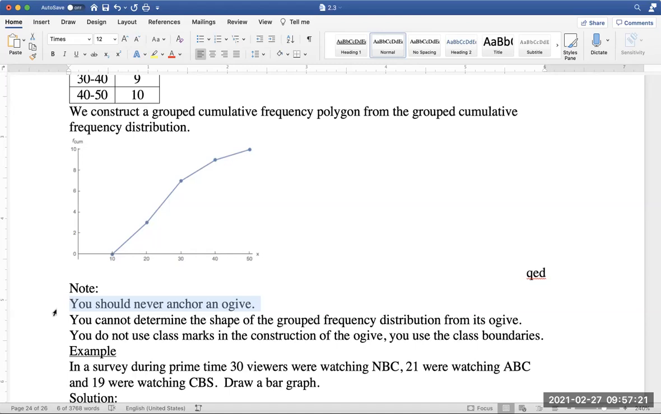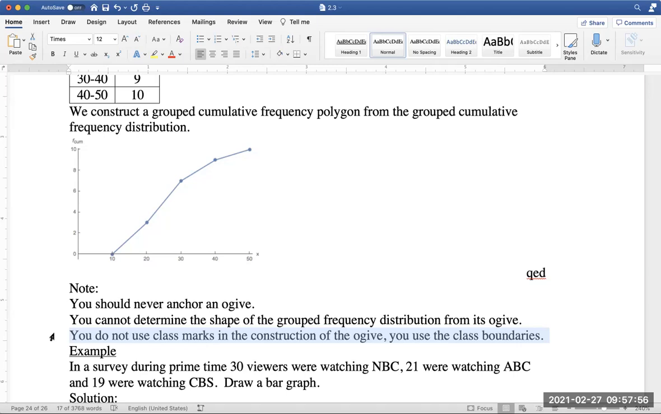Now we never anchor. Next, you cannot determine the shape of the original distribution from its ogive. So for everything else, you could tell the shape of the distribution. You cannot tell the shape from an ogive. Next, you do not use class marks in the construction of ogives. You use the class boundaries. So everything else, we use class marks. In ogives, we use class boundaries.